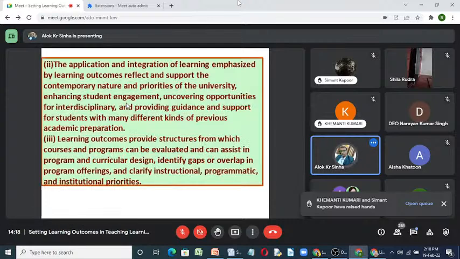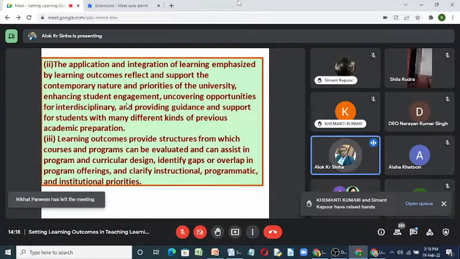The second thing is that the application and integration of learning emphasized by learning outcomes supports the contemporary nature and priorities of the university, enhancing student engagement, uncovering opportunities for interdisciplinary work, and providing guidance and support for students with many different kinds of previous academic preparation.